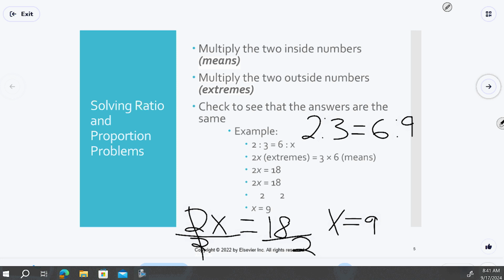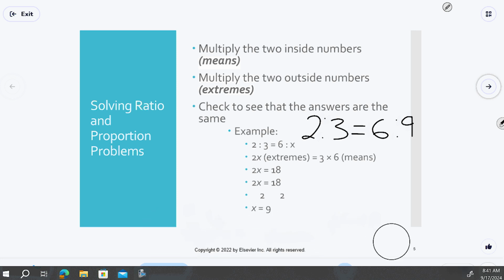now you can kind of see what this is, right? Like 2 is to 3 as 6 is to 9. It's like saying that these two fractions are equivalent. You can see that 6/9, if I reduce that as a fraction, would be 2/3. So they are equivalent to each other. That's all it's saying.